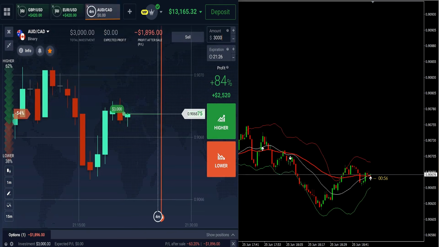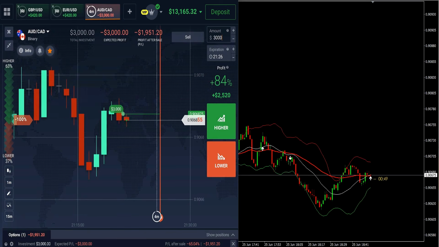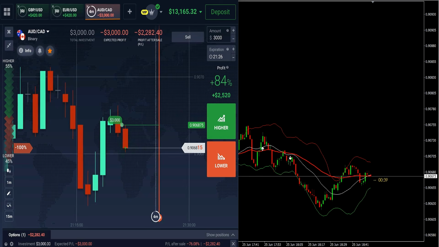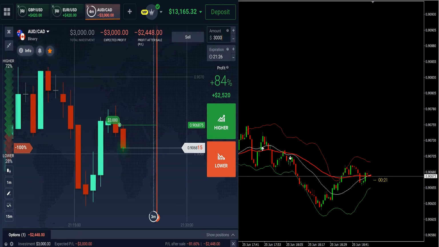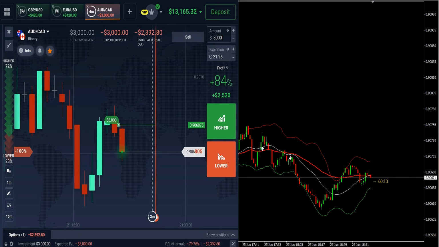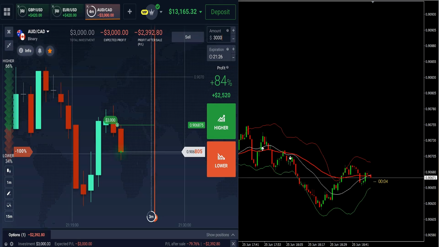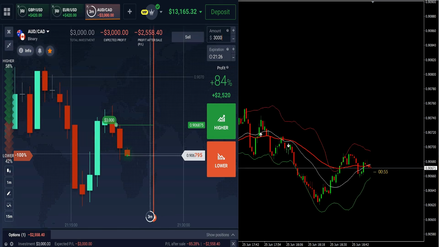Because this is what real trading looks like. Losses happen. They are part of every trader's journey. What matters is that you keep your risk controlled, stay disciplined, and never let one loss affect your next decision. One losing trade does not define a strategy. We move forward, we learn, and we come back stronger.